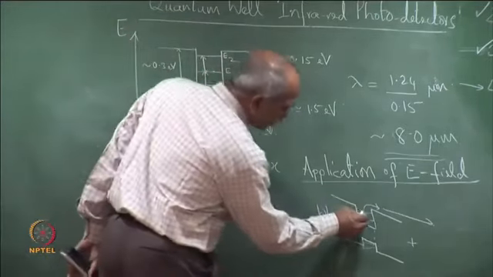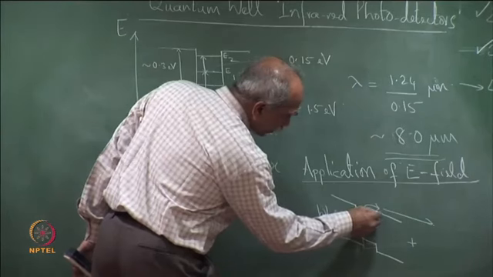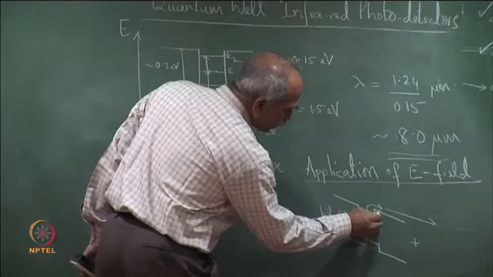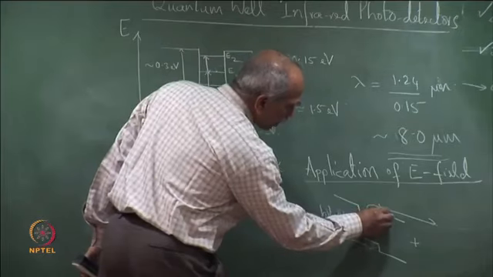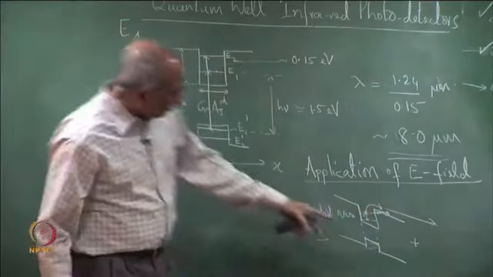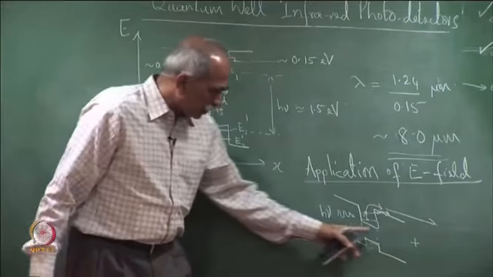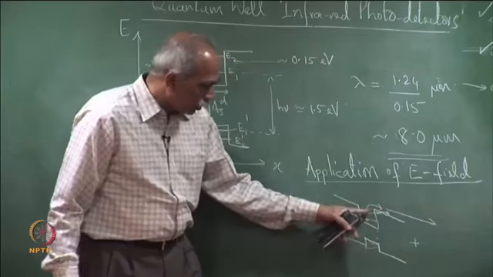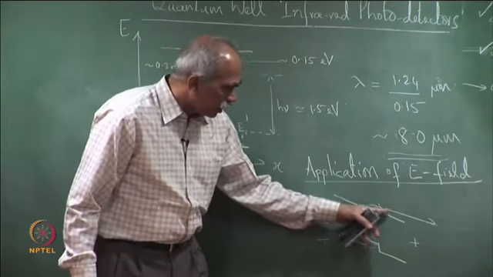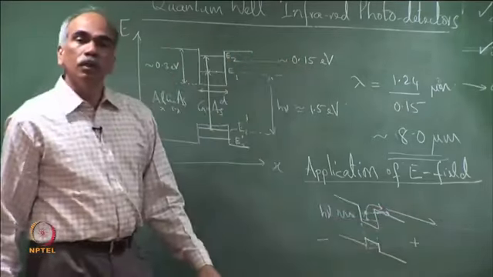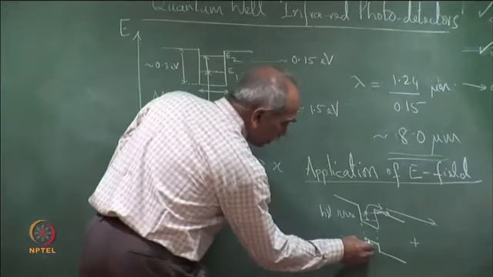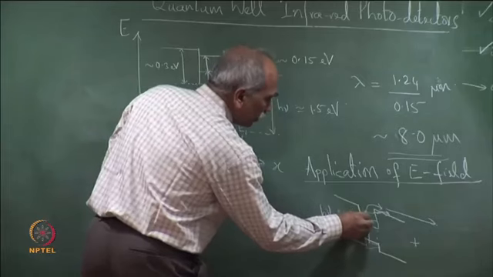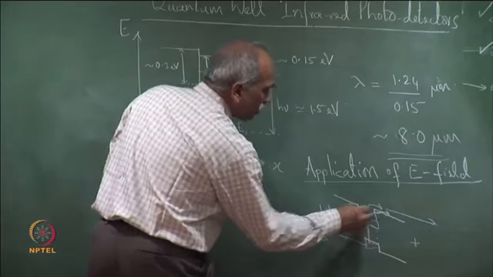It can also tunnel through, because now the barrier thickness here is very small. So, the electron could also tunnel through here and come out. But the important point is that application of the electric field provides a means for thermionic emission or electron tunneling through the barrier and escape from the well, and therefore, further photons can be absorbed by the same process.